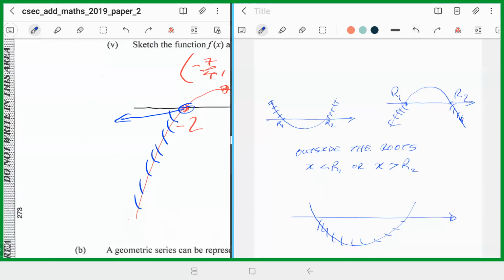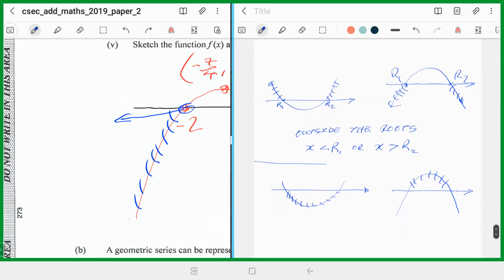X is less than the smaller root, or X is greater than the larger root. It's like a standard. Now, when the inequality is referring to the turn part of the graph, whether it's a smile or a frown, the turn part of the graph is always obtained by X values that are between the two roots. Between the two roots. The line between them.